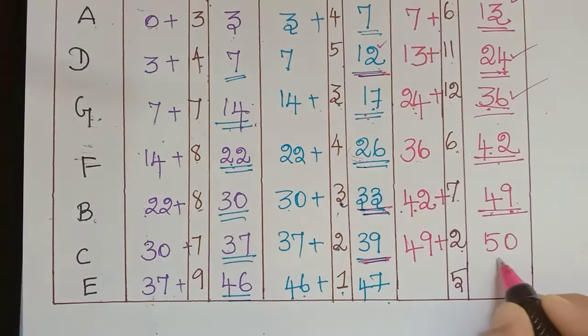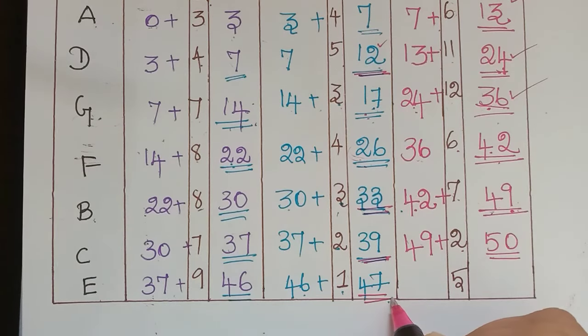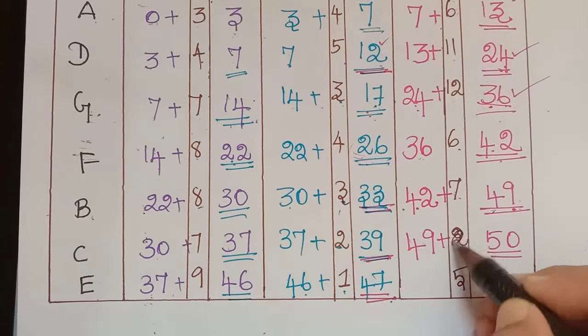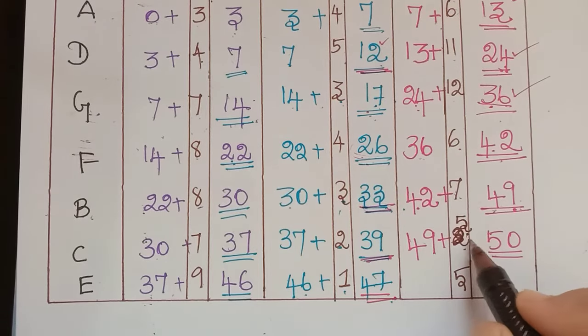So whether 50 is maximum or 47 is maximum, you have to check, obviously. And one more thing, students: here it is not 2, I have written it wrongly. Here it is 5. For C it is 5.